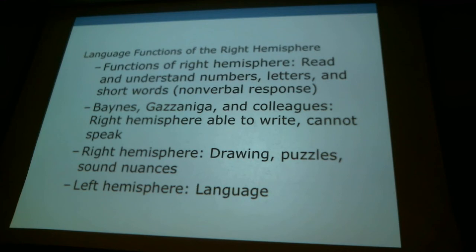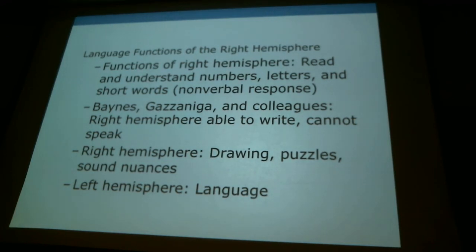And it's complicated, right? So we understand that language is left lateralized. And there's a lot of hooey about left brain and right brain. But there are genuine functions that are more left or more right. And here's a little list of some of those functions that we can assign to the right hemisphere.